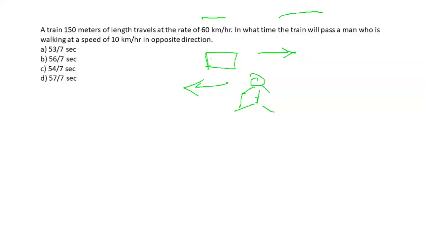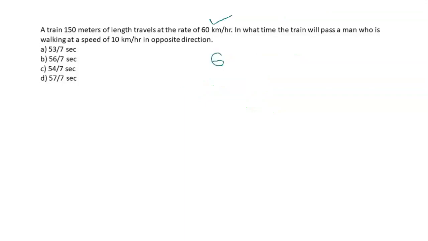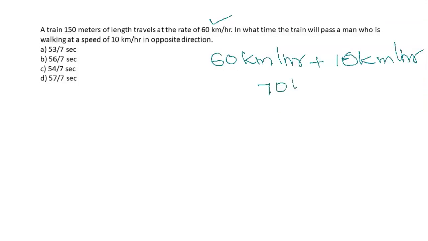Okay. See, to solve this problem, what is understandable here is that the train is traveling at 60 kilometers per hour, and the man is also traveling at 10 kilometers per hour. Both are going in the opposite direction, which means their relative speed is going to be 70 kilometers per hour, because they travel in opposite directions. So it's going to be 70,000 meters for 3,600 seconds.